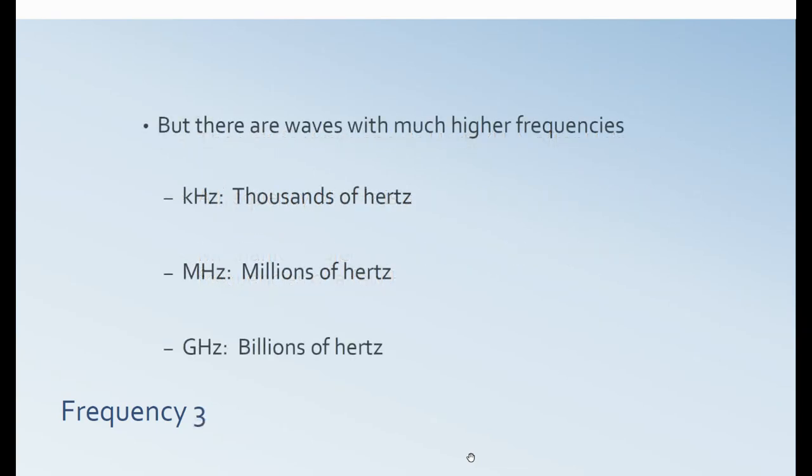But when we deal with waves, there's waves that have much, much higher frequencies. We can have waves with thousands of hertz, and we call those kilohertz. We can have waves with millions of hertz, megahertz, or we can even have waves with billions of hertz, gigahertz. So for kilohertz, the wave is going to have a frequency in the thousands. In the megahertz, it's going to have a frequency of millions of times per second. In gigahertz, it's going to have a frequency of billions of times per second.